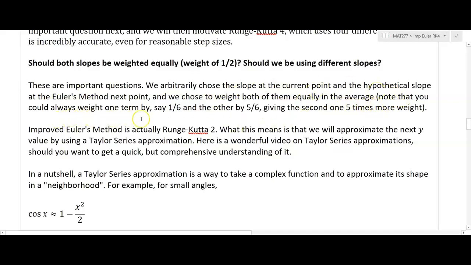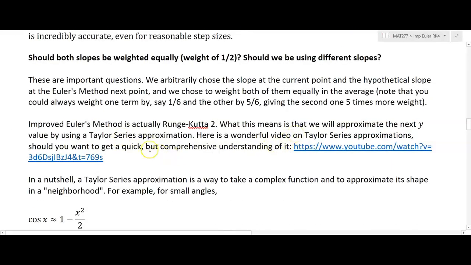Note that you could always weight one term by, say, 1/6 and the other by 5/6. So when you take 1/6 of something and 5/6 of something else, you still get a whole, but you're placing 5 times more weight on the second term, or vice versa. Improved Euler's method is actually Runge-Kutta 2. What this means is that we will approximate the next y value by using a Taylor series approximation.